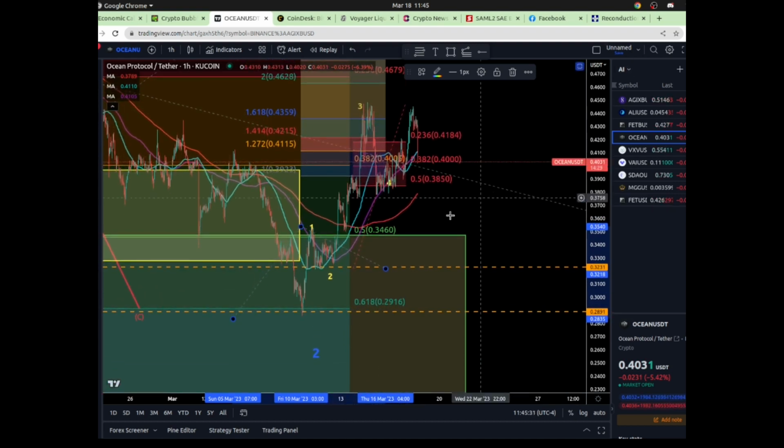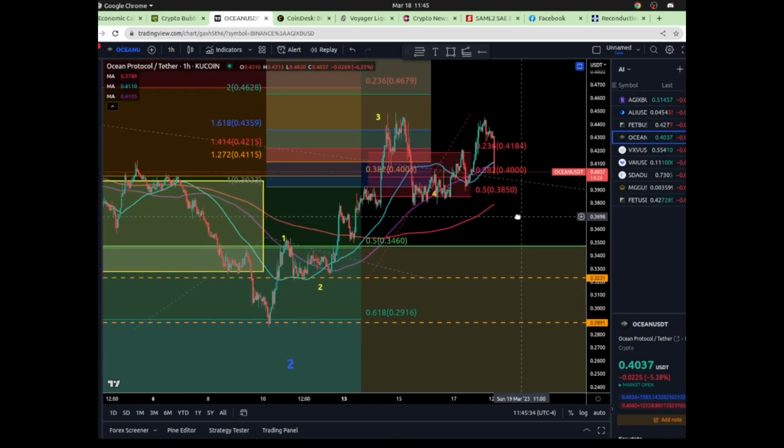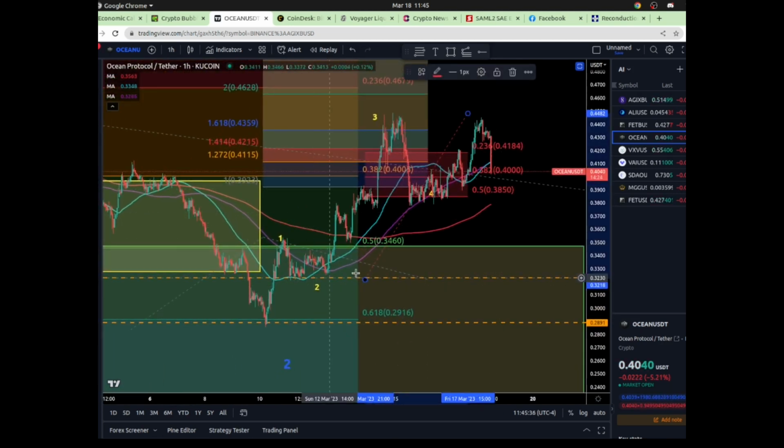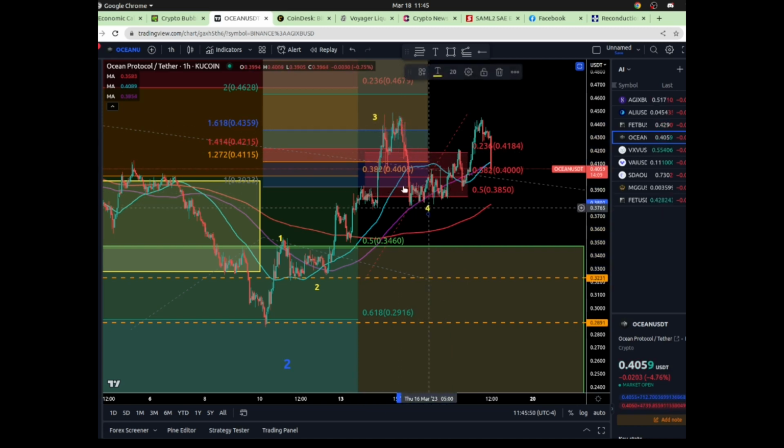Let me zoom in a little bit more. So I made the Fibonacci retracement from the beginning of the wave 3 to the end of the wave 3. Let me just see if it didn't move. No, it didn't. So the ideal retracement for this wave 4 would ideally be the 0.382 at 40 cents. We actually went lower to the 0.5. We wick out quickly, but it's still okay.